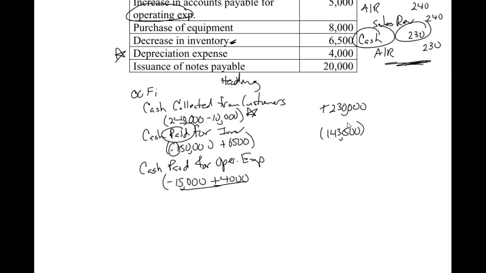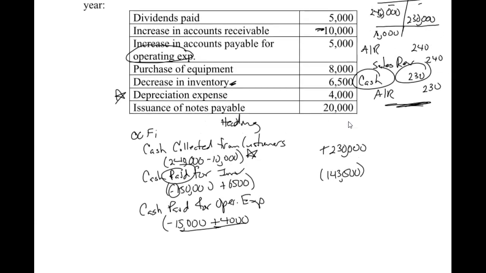Now apply my shortcut. We had the increase in accounts payable for operating expenses of $5,000 right up here. So an increase in the current liability, so we add it. And that's going to be a cash paid of $6,000.